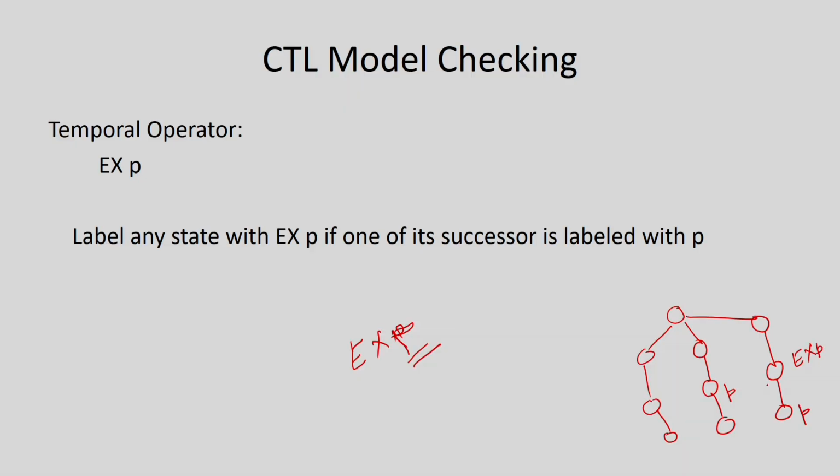So, according to the definition of EX, we know that EX will be true in this particular state because there exists a next state where P is true, and similarly EX will be true over here. That means after looking for the truth values of EX, it is going to label these two states with the formula EX. Or, on the other hand, we can say that at the end of this algorithm, it is going to return these two states and say that in these two states EX is true.